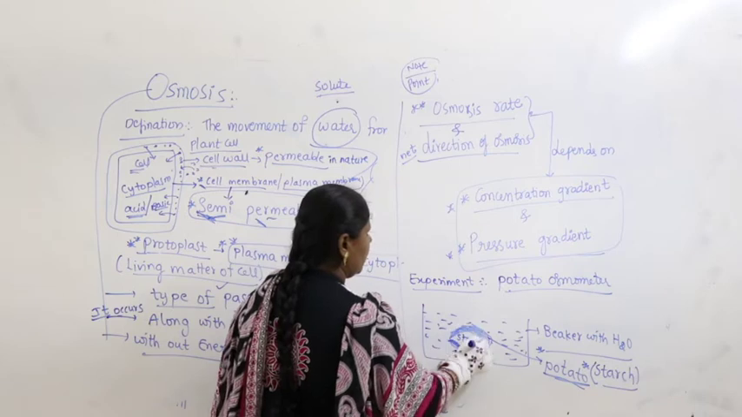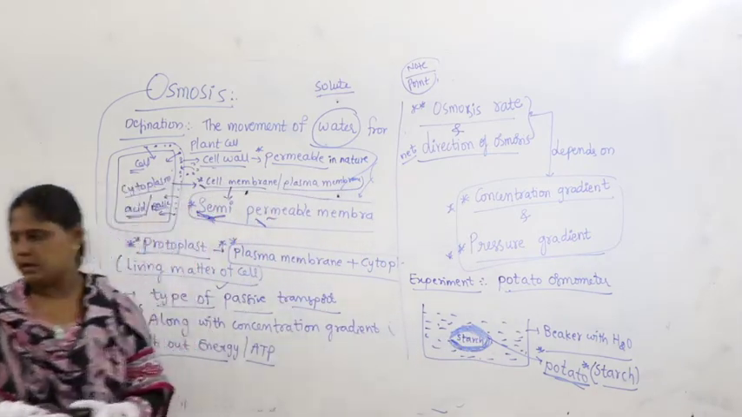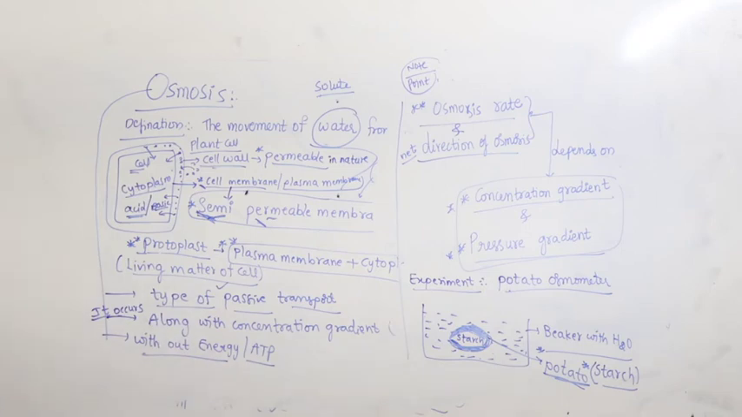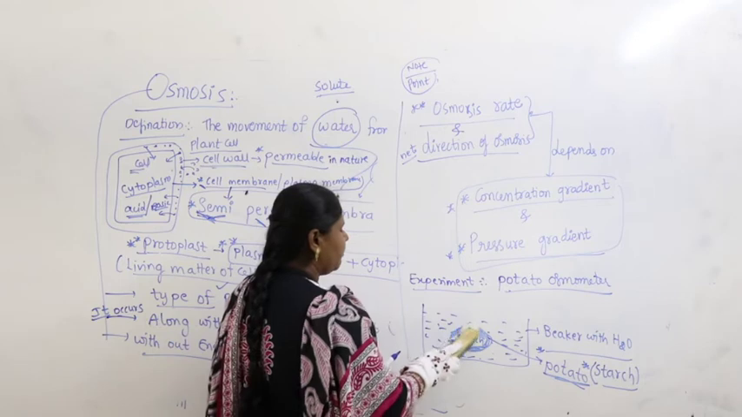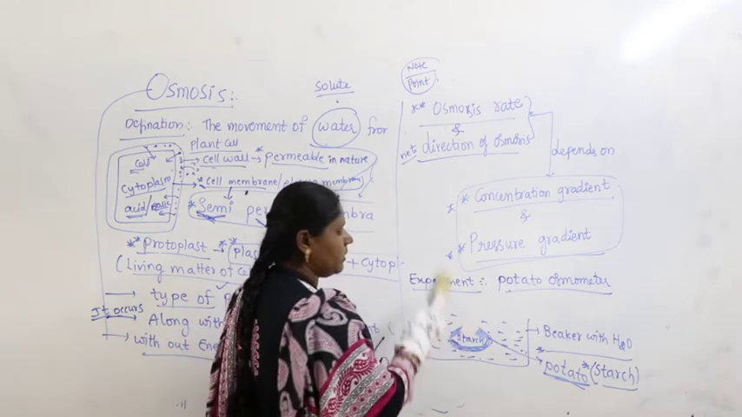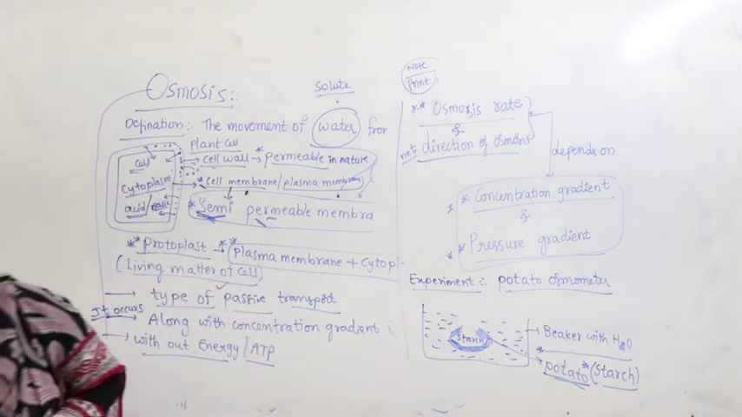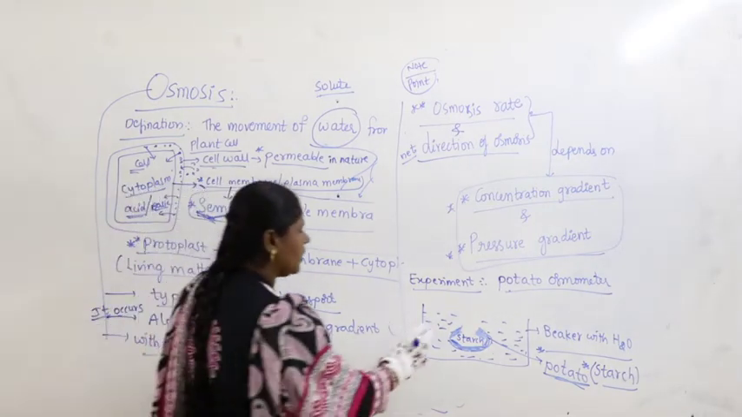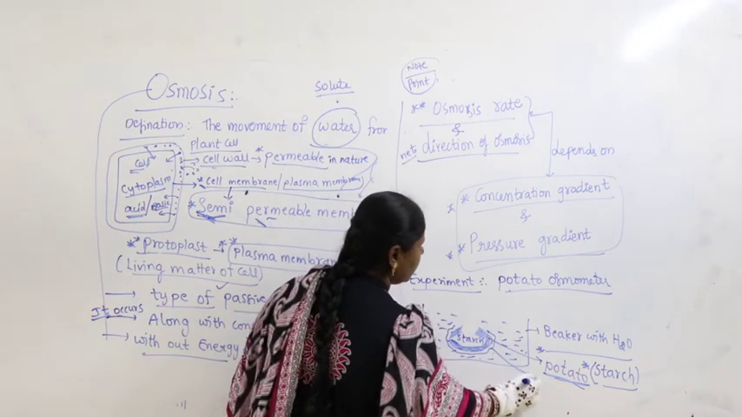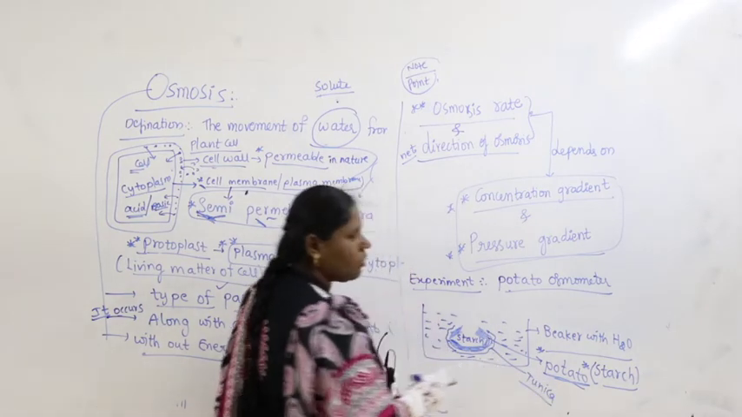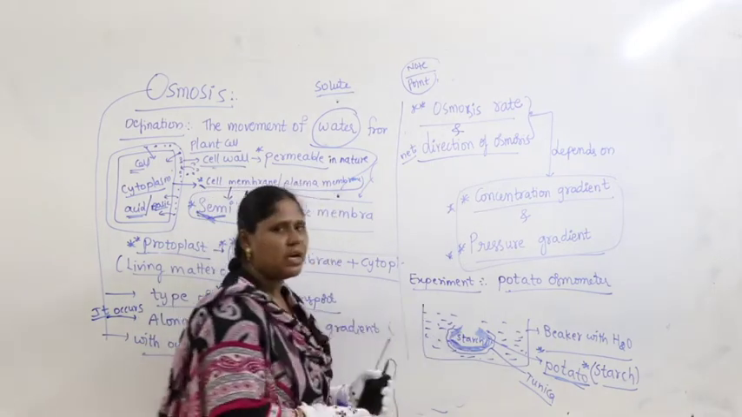Now slowly, after some time, some part of the potato can be peeled out. Peel it means you remove some part of the potato, because you know that the potato is covered by a layer called what? Tunica. A brown color layer called tunica. Remove the tunica and remove some part of the starch.